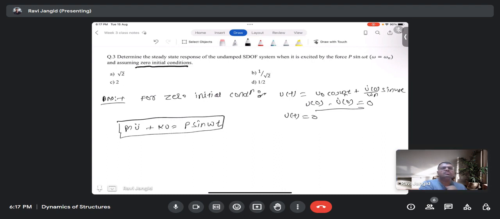But sir, is it practical? Can we really have a situation where u naught and u dot naught are both zero? No, practically it is not, but it is okay for this calculation purpose, for this example. We are ignoring it because it has not much impact on your solution.